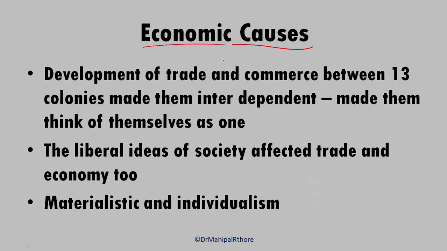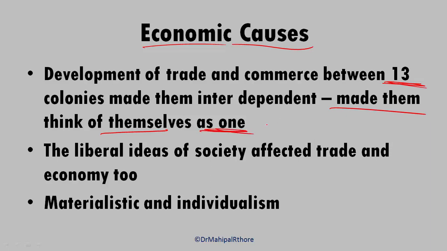Now I will talk about the economic causes. So initially when the colonies were established, their main aim was to trade with the mother country and to prosper the mother country's trade networks. But slowly inter-colony trade started between these 13 colonies. Why? Because the southern colonies were producers of cotton and tobacco, and when the northern areas were industrialized, gradually when the industrial revolution came around, they started importing raw materials from the southern colonies. Similarly, whatever the north produced was sent to the markets of the southern colonies as well. So inter-colony trade also started developing, and it made them interdependent, and it made them think of themselves as one.